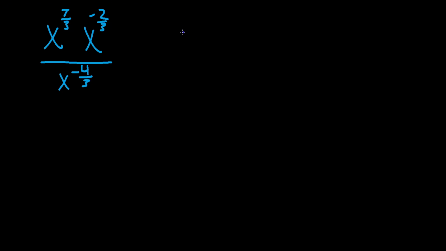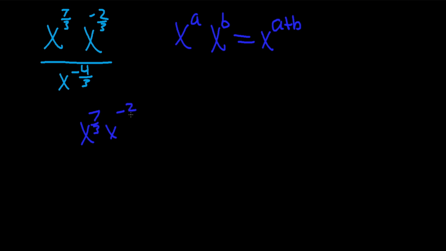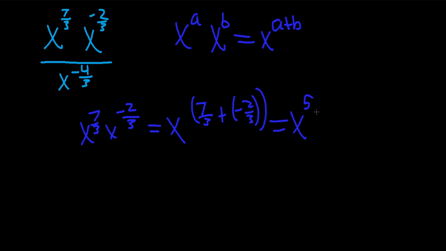And so that's using the law that x to the power of a multiplied by x to the power of b is the same as x to the power of a plus b. And so x to the power of 7 over 3 times x to the power of negative 2 over 3 becomes x to the power of 7 over 3 plus negative 2 over 3, which equals x to the power of 5 over 3. So now already we're left with a pretty simple fraction, which is just x to the power of 5 over 3 over x to the power of negative 4 over 3.